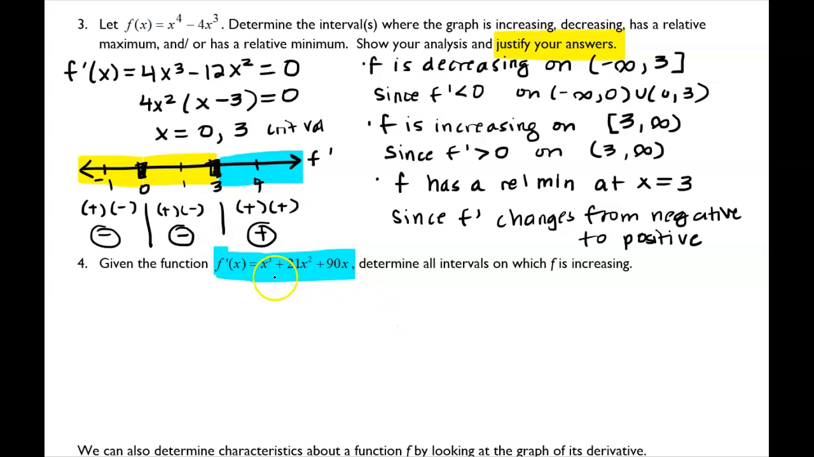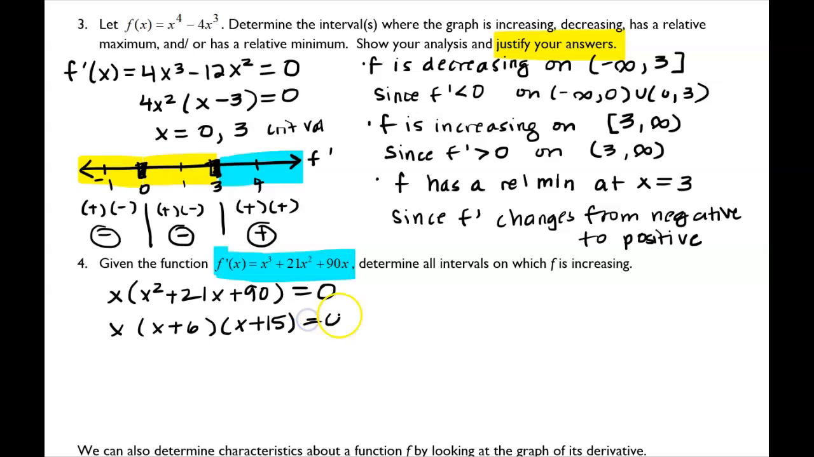And so we can just go ahead and set this equal to 0 and factor. So we can factor out an x first, and we're setting this equal to 0. And then I'm looking for two numbers that multiply to 90 and add to 21. Those would be 15 and 6. So we have x times x plus 6 times x plus 15 equals 0. Set each term equal to 0, so we would have x equals 0, negative 6, negative 15. Those are our critical values.